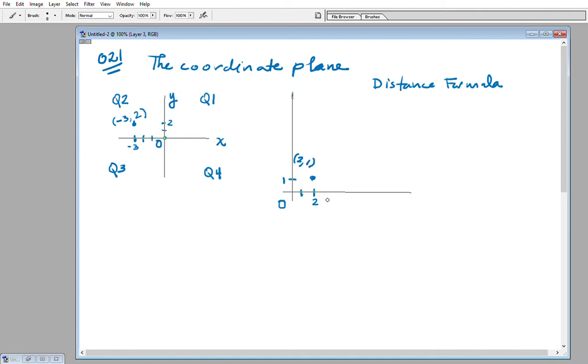All right, let's look at another point. This is 1, 2, 3, 4, 5, 6 along the x, and here 1, 2, 3, 4 along the y. So let's look at this point as well.